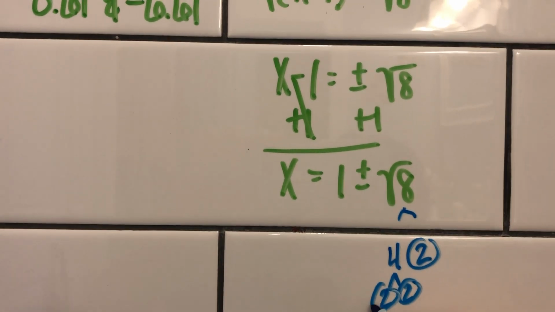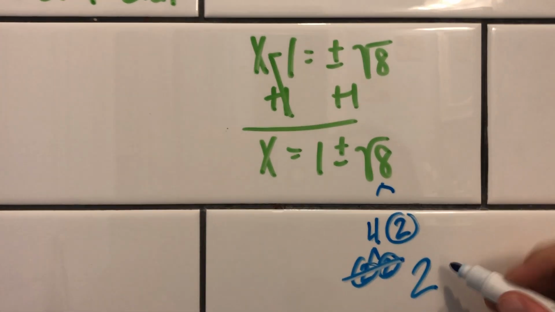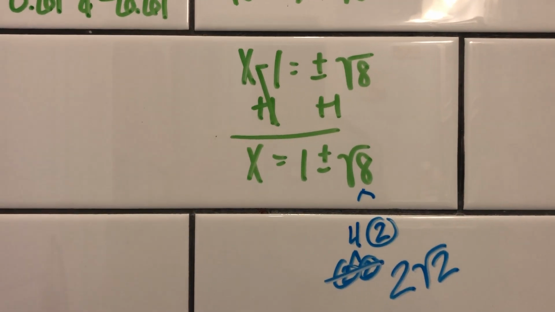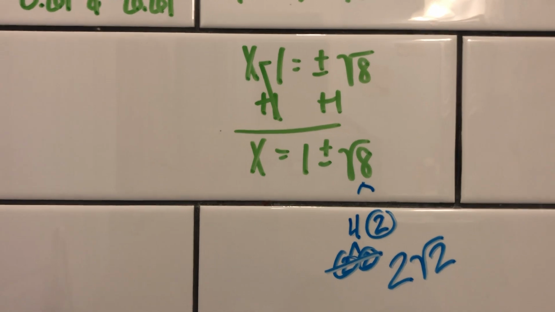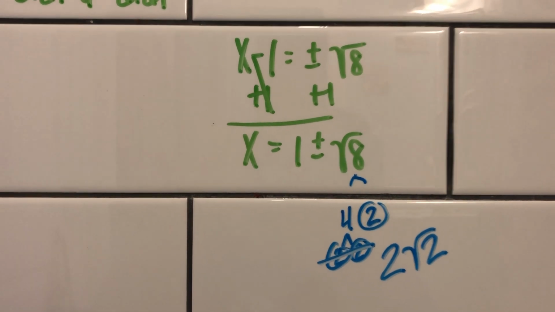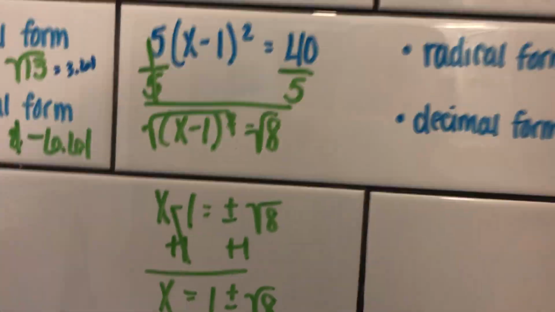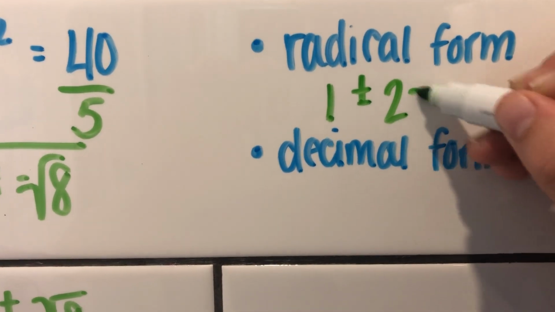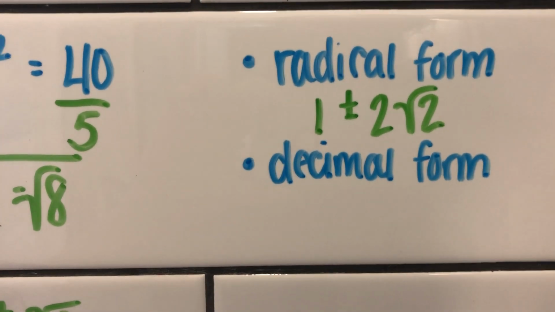And I'm going to pull out in pairs. A 2 can come out, and I've got a 2 left inside. So instead of writing the square root of 8, I'm going to write 2 root 2 because that's simplified. So when I'm writing simplified radical form, I'm going to say 1 plus or minus 2 root 2.